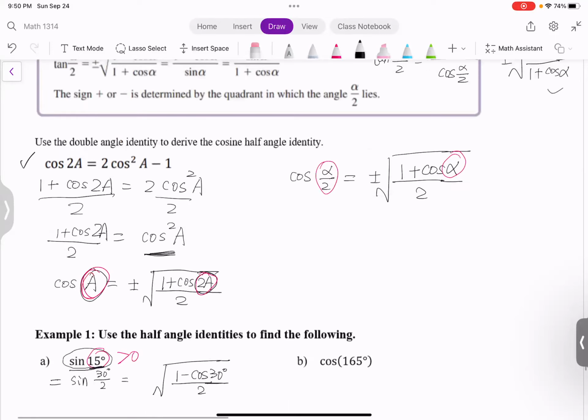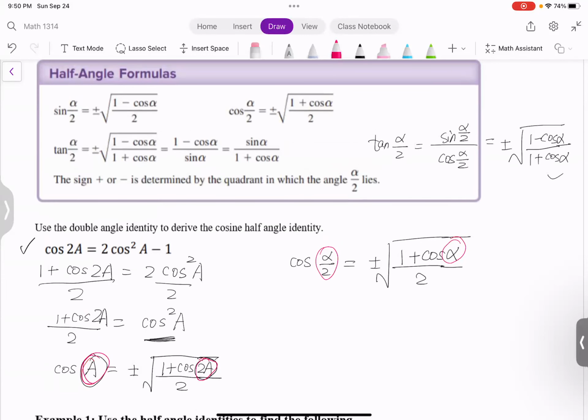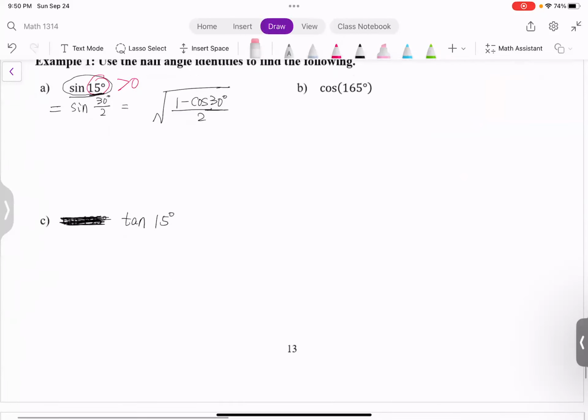All right, that means in our identities, the formulas here, these positive or negative signs all depend on alpha over 2. Where is alpha over 2? And what is the value of the trig functions at alpha over 2? If they are positive, I keep the positive value here. If they are negative, I will choose the negative sign. It all depends on where alpha over 2, a half angle, is.